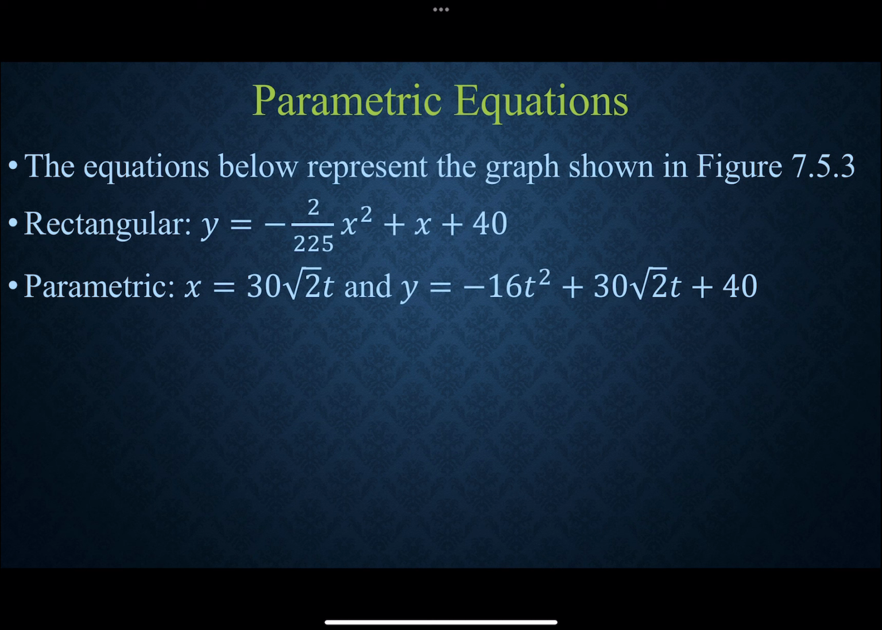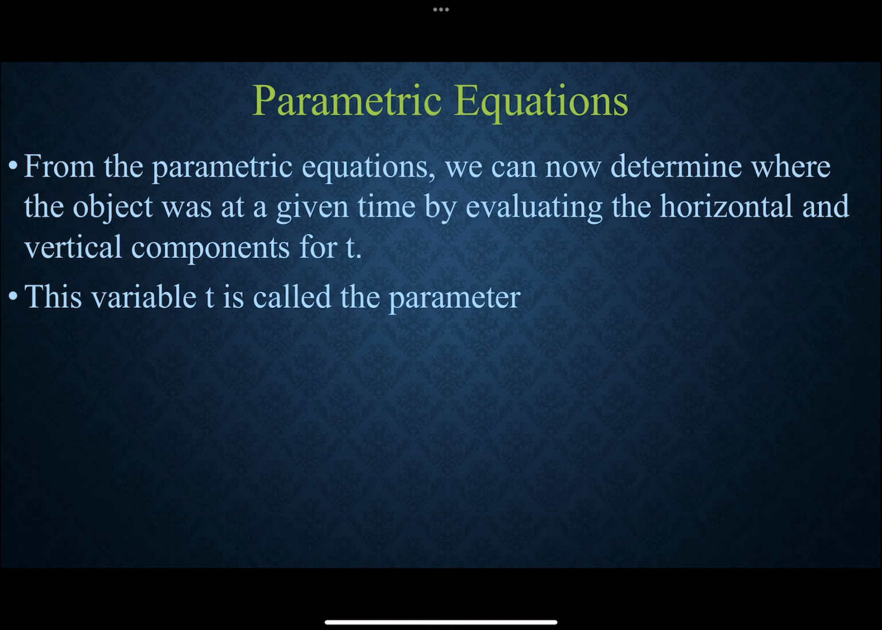You can see the rectangular equation, negative 2 over 225 x squared plus x plus 40. Parametrically, you might recognize the horizontal and vertical components if you've been in some sort of physics class, especially the y component. Negative 16t squared looks like your negative 1/2 gt squared, g being the acceleration due to gravity, and then everything else going with that. And we'll talk about that projectile motion in 10.2 and how it applies to the parametrics and rectangular.